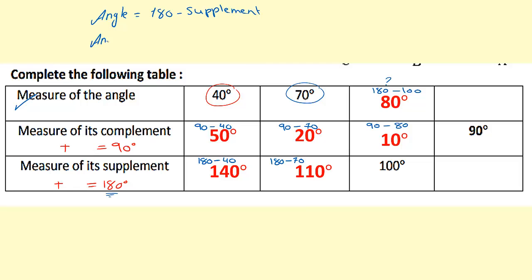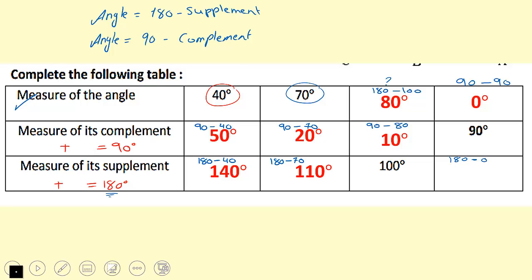To find the measure of an angle given its complement, I'm going to make 90 minus the complement angle. So in this example, I'm going to make 90 minus 90 degrees, so I will have an angle of 0 degrees. What angle does this 0 degrees supplement? Simply, to find it, I'm going to make 180, which is the sum of the supplementary angles, minus 0. So, the angle which supplements the angle of 0 degrees is 180 degrees.